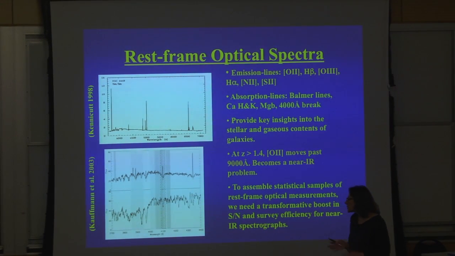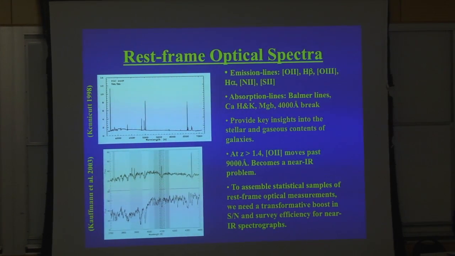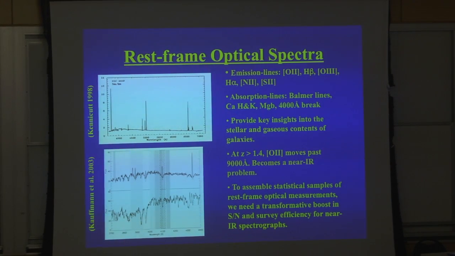But in order to assemble statistical samples of these rest frame optical measurements, we really needed a transformative boost in both signal-to-noise and survey efficiencies for near-infrared spectrographs on large ground-based telescopes. And so that's what I want to talk about: basically the study of these features that form the basis of traditional optical spectroscopy in the local universe and how we apply them to the early universe.